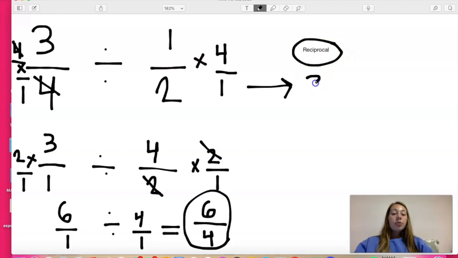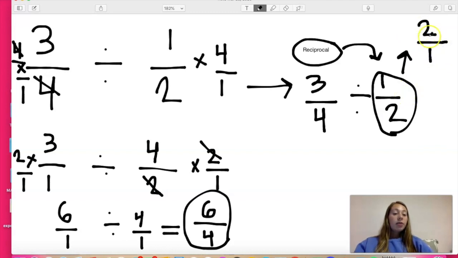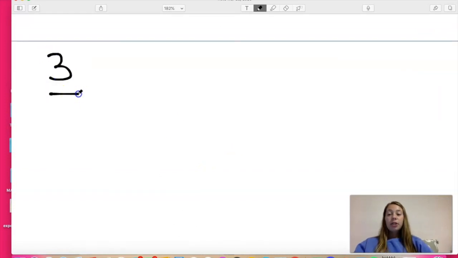So if we were to do 3/4 divided by 1/2, the reciprocal of 1/2 means we're taking the fraction of 1/2, and we're flipping it so that the denominator becomes the numerator, and the numerator becomes the denominator. So now it's 2. We're doing 3/4 divided by 1/2, right?